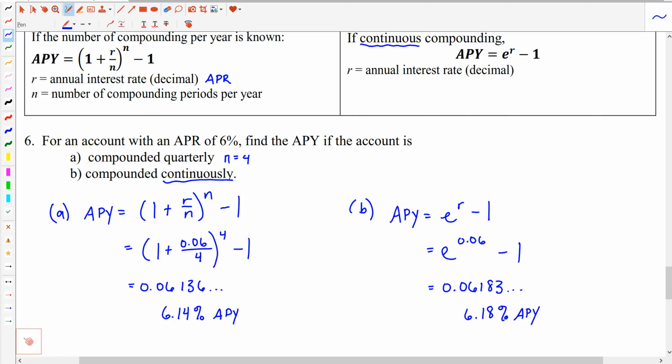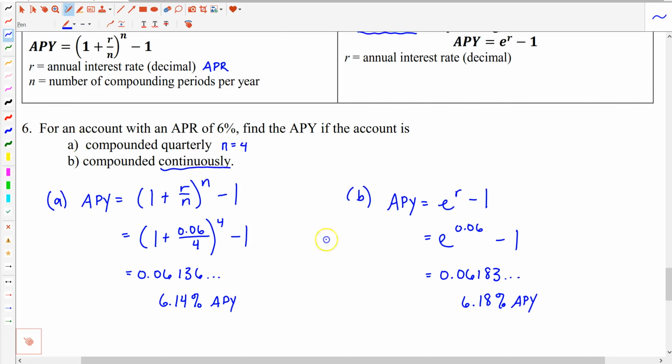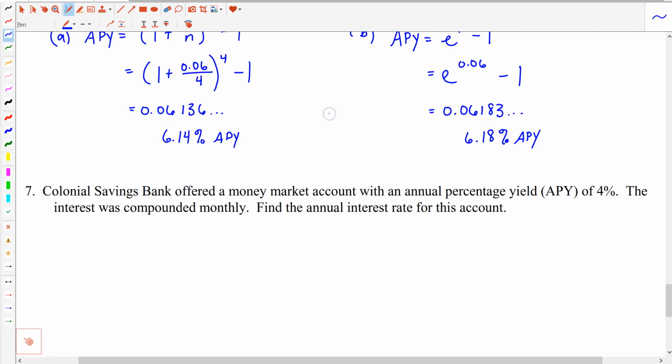So let's see another example using this APY formula. Now in this example it says Colonial Savings Bank offered a money market account with an annual percentage yield, APY, of 4%. Now the interest on this account was being compounded monthly, so let's find the annual interest rate of this account. Since this is being compounded monthly, I can use the formula for APY where I know the number of compoundings.